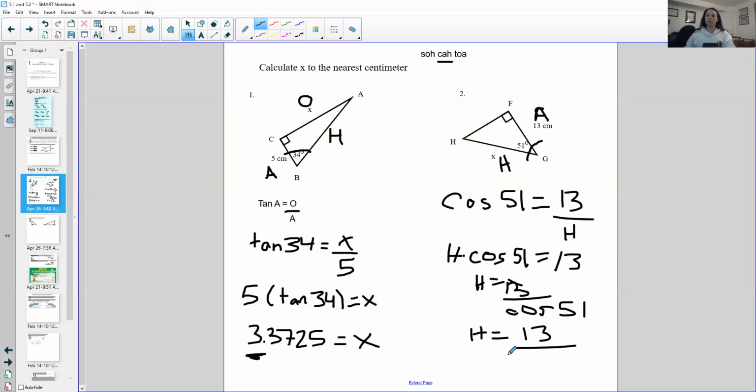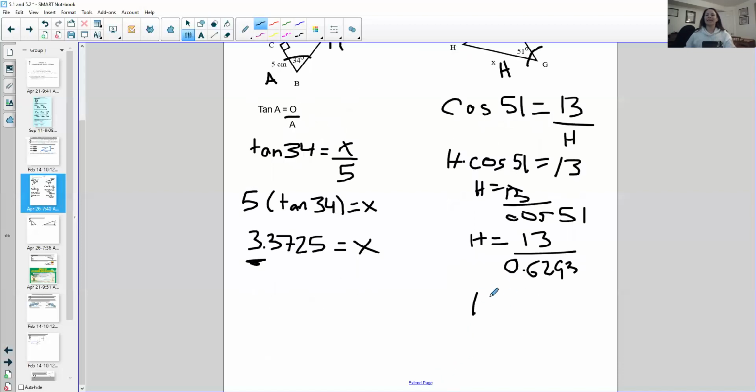It is 0.6293, okay? And then your final answer, take 13 and divide by these. You want to keep as many decimals as possible because when you start chopping them off, your answers won't be as accurate. And we want to keep our numbers as accurate as possible. Okay, if you round this, you should get 20.657. If you round, you'll get 20.7.